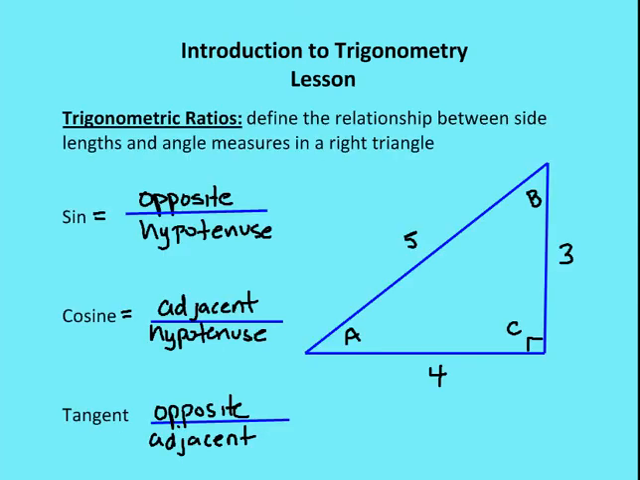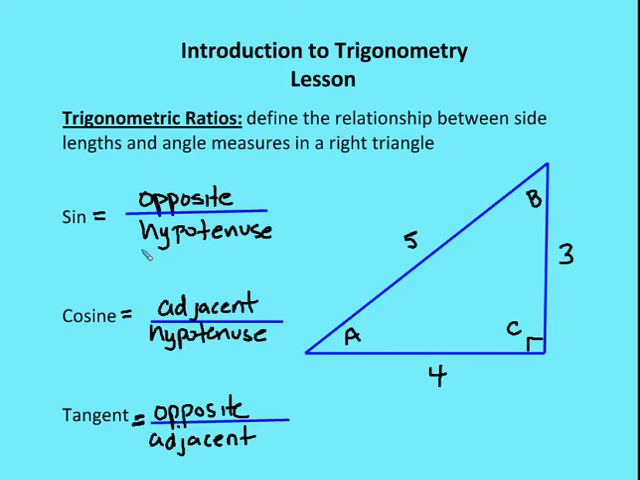Trig ratios define the relationship between side lengths and angle measures in a right triangle. We define sine as the opposite length over the length of the hypotenuse. So sine is opposite over hypotenuse. Cosine we define as a relationship between the adjacent side and the hypotenuse. And then the tangent is defined as the relationship between the opposite side and the adjacent side. So again, sine is opposite over hypotenuse, cosine is adjacent over hypotenuse, and tangent is opposite over adjacent.